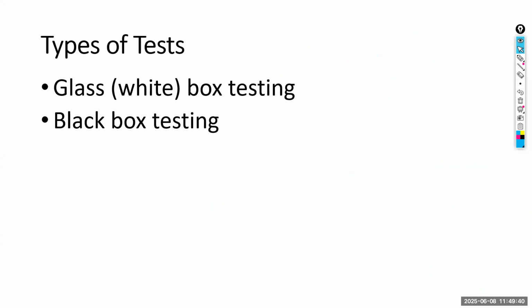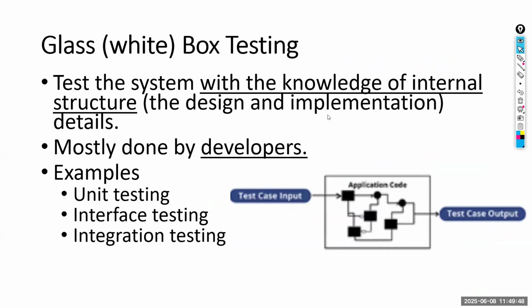Right. We can categorize testing into two: glass box or white box testing versus black box testing. Glass box means doing the testing with awareness of the internal structure. This can usually be done by developers because developers have a very good idea about the structure from the class diagram, ER diagram, everything. So they mostly do the white box or glass box testing. Usually unit testing, interface testing, integration testing are glass box testing. Knowing how the unit is developed, you test it.